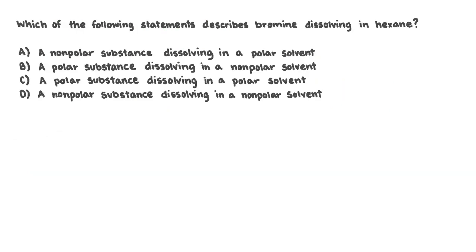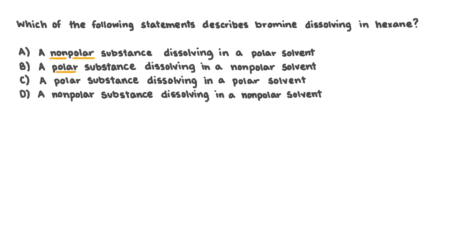Which of the following statements describes bromine dissolving in hexane? A, a nonpolar substance dissolving in a polar solvent. B, a polar substance dissolving in a nonpolar solvent. C, a polar substance dissolving in a polar solvent. D, a nonpolar substance dissolving in a nonpolar solvent.